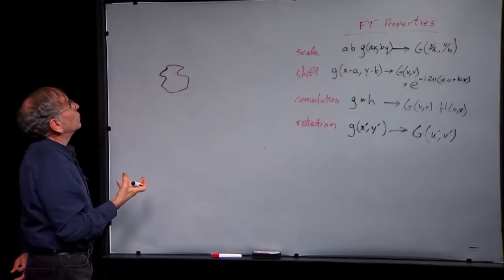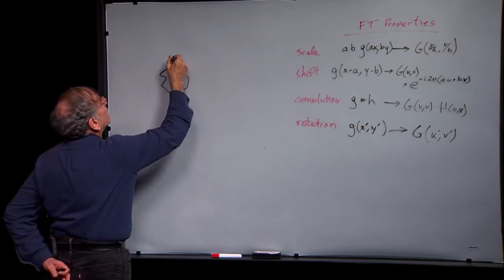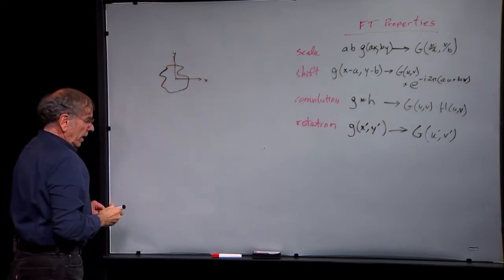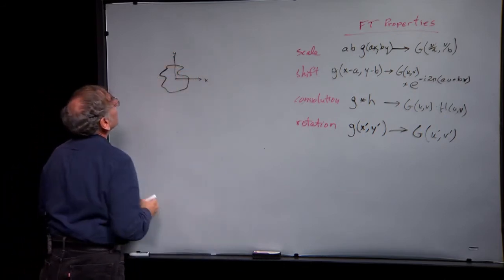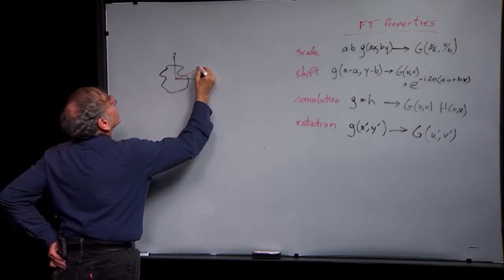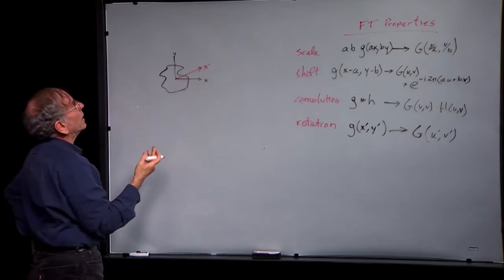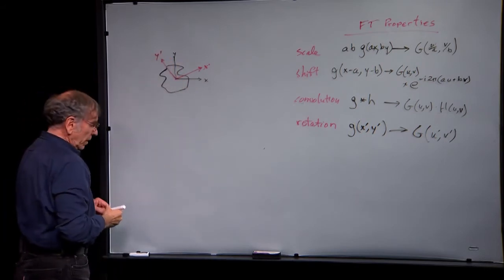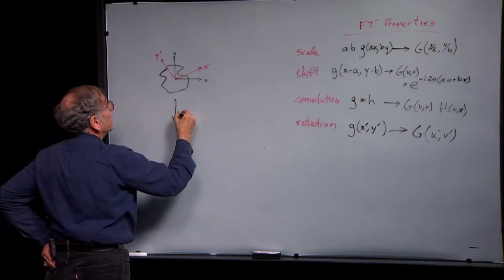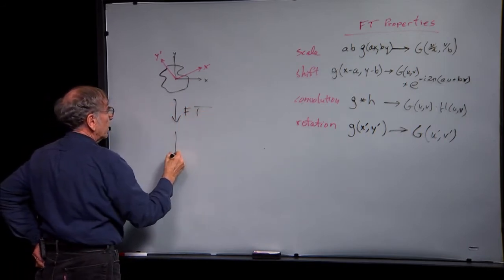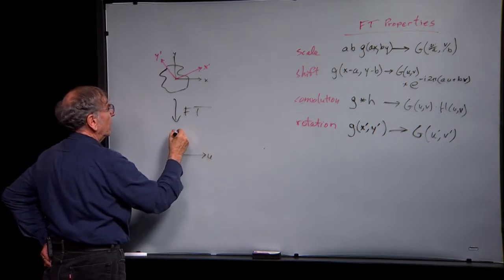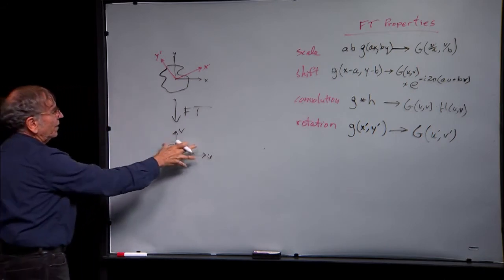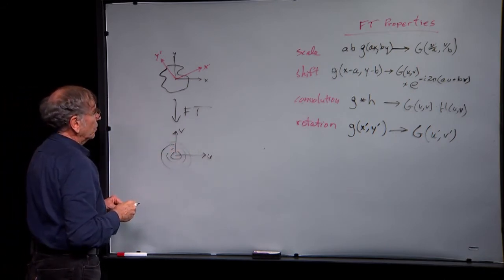Here is my two-dimensional density, and I can describe it in the x and y directions. Now suppose I make a new coordinate system. Let's let the x prime axis be rotated by that much, and there will be a y prime axis that's rotated by that much. Now, if I do the Fourier transform of this, I will get some kind of thing in the u-v plane. It's usually some kind of pattern that looks like that.